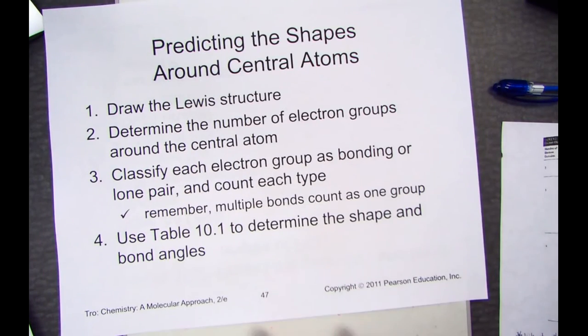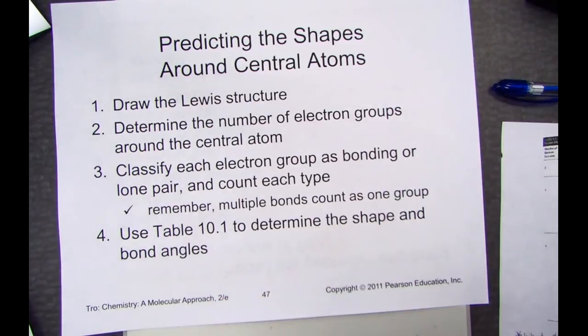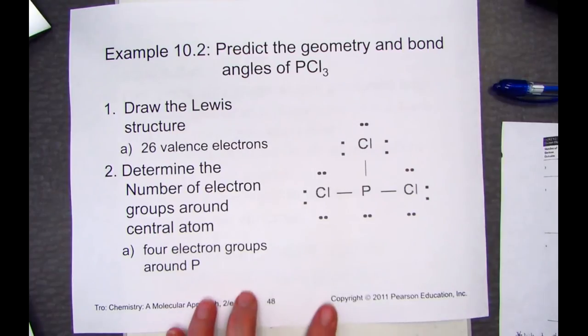Alrighty. Predicting the shapes around central atoms. If we draw the Lewis structure first, and that's a chapter 9 skill, we determine the number of electron groups around the central atom, classify each electron group as either bonded or non-bonded, and simply count. Remember that multiple bonds count as one group. We use our table called the VSEPR table to determine the shape and the bond angles. So it's as easy as drawing, but therein lies the rub, I would imagine.